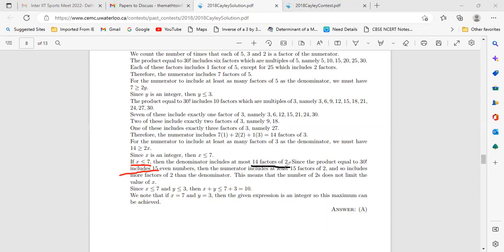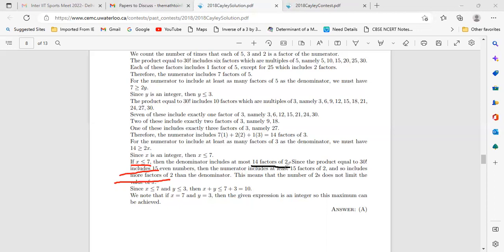Exactly. So the numerator includes more factors of 2 than the denominator. So in the numerator, there are more factors of 2 than there are in the denominator. So they're saying that the number of 2's does not limit the value of x.